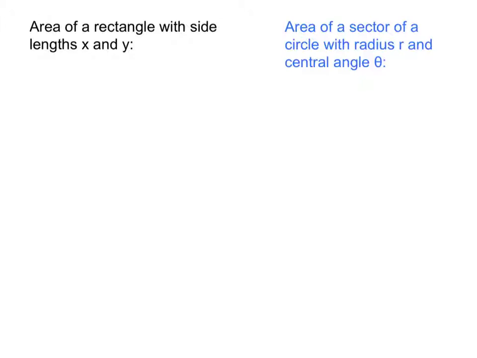And in order to do that, I have to start by reminding us and thinking about, what's the area of a rectangle with side lengths of x and y? Well, this is an easy thing, right? This would be x times y, right?